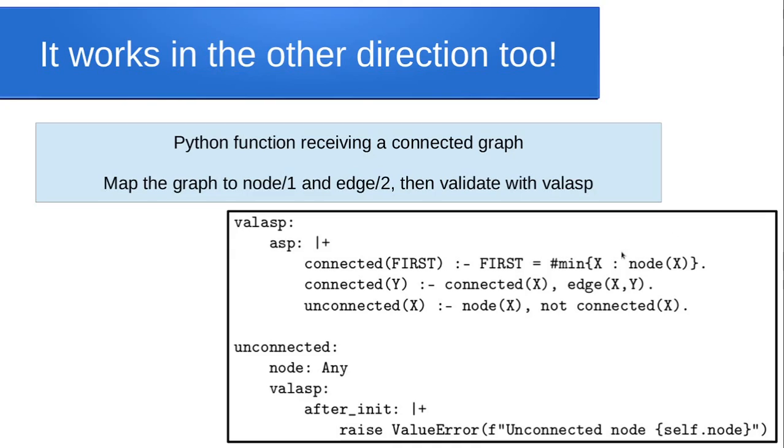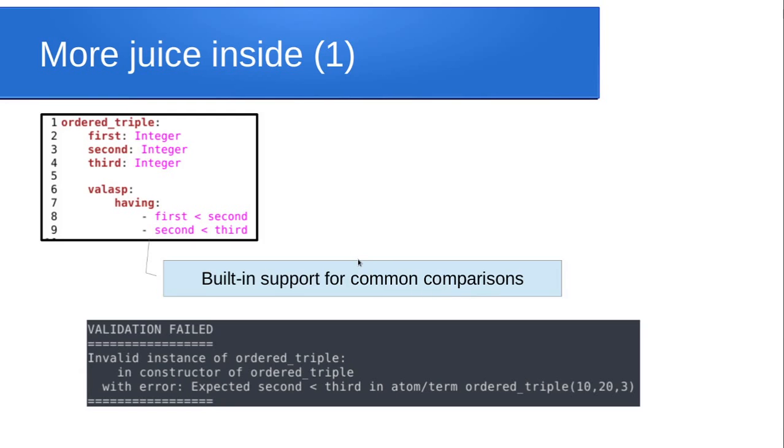Nice thing, it may even work in the other direction. So it's not just Python that can help to validate ASP data, but we can also use ValAsp to introduce ASP for Python validation. So if you have a Python function, for example, and you expect as input a connected graph, if you really want to check that the graph is connected to validate this data, maybe you can map the graph to ASP relations, to ASP predicates, and then use this kind of validation using ValAsp. And obviously there is much more inside.